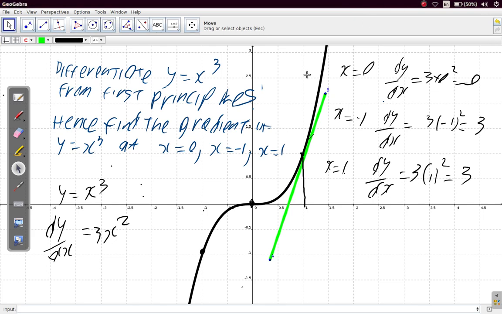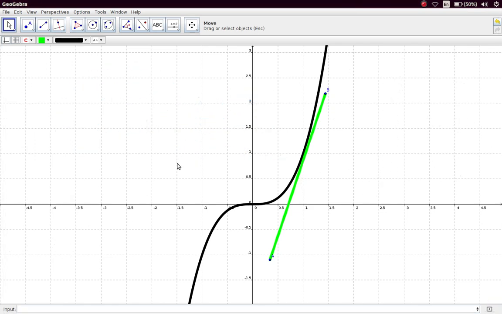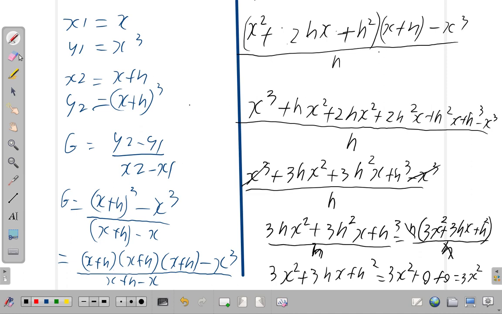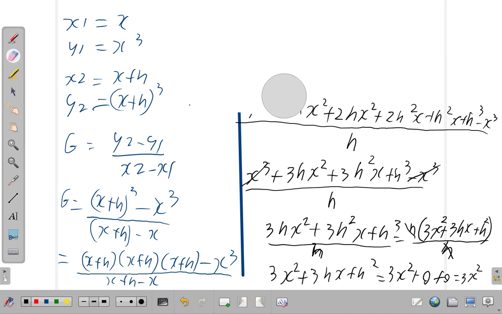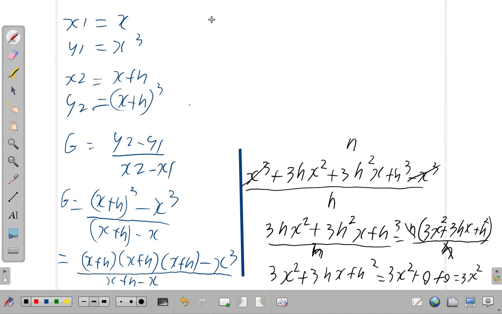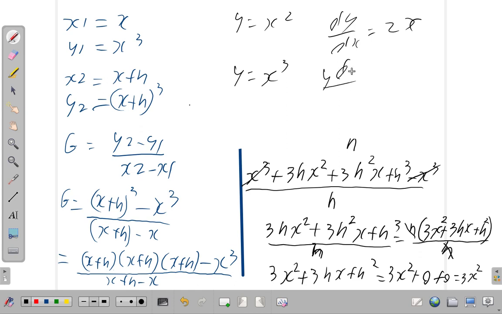Now, here what we did was to find that when y equals x squared, dy by dx was 2x, and we found that when y was equal to x cubed, dy by dx was 3x squared.